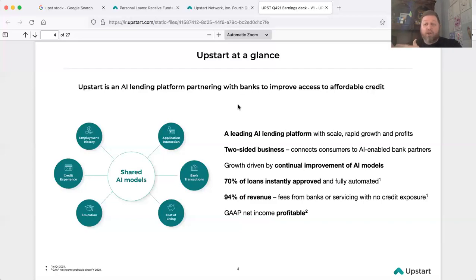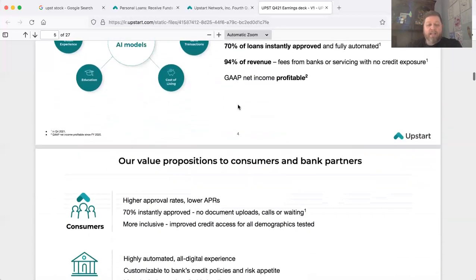And then someone who's obviously on here who needs this money is like, well, I need the money. I don't know, is 28% a lot? And they say yes. I don't know that that's a great thing or not. 94% of revenue, fees from banks are servicing with no credit exposure, and then GAAP net income is profitable. We'll see. So that's the take here.